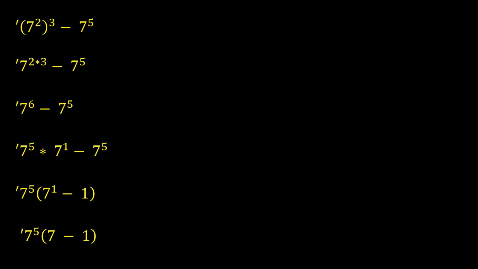Simplify inside the parentheses. 7 to the power of 1 is just 7, so we have 7 minus 1. 7 minus 1 is 6. So we now have 7 to the power of 5 multiplied by 6.